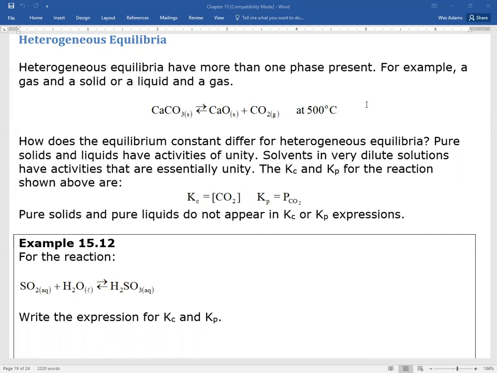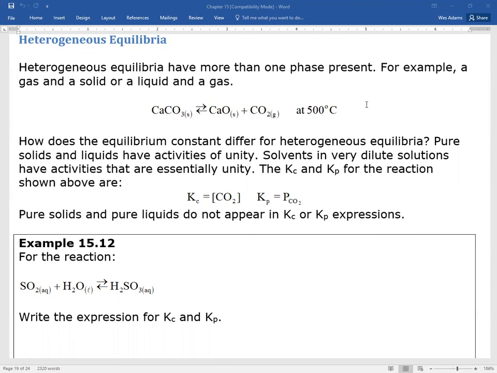So for that reaction of the calcium carbonate, we're going to look at it. The Kc would be equal to the concentration of that CO2 gas, or the Kp is equal to the pressure of the CO2 in the container. Since it's the only one, it's the pressure, not the partial pressure. But it's a little bit more complicated if we look at example 15.12.